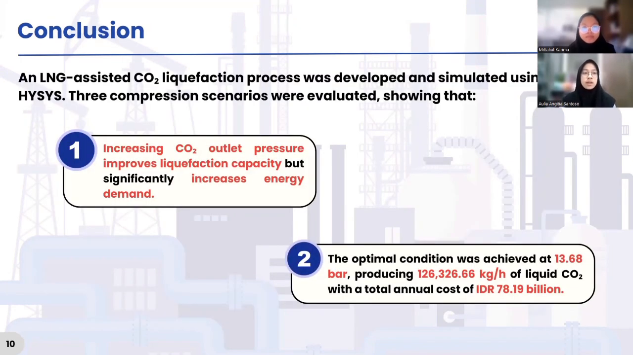And for the conclusion, an LNG-assisted CO2 liquefaction process was developed and simulated using Aspen HYSYS. Three compression scenarios were evaluated, showing that increasing CO2 outlet pressure improves liquefaction capacity, but significantly increases energy demand. The optimal condition was achieved at 13.68 bar, producing 126,326.66 kilograms per hour of liquid CO2, with a total annual cost of 78.19 billion Indonesian rupiah.